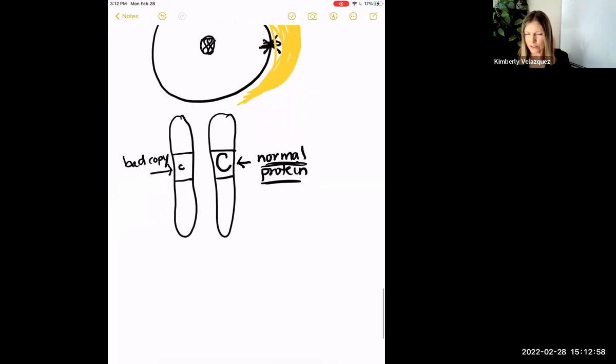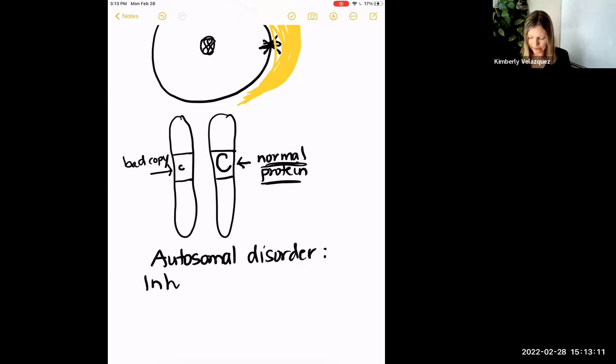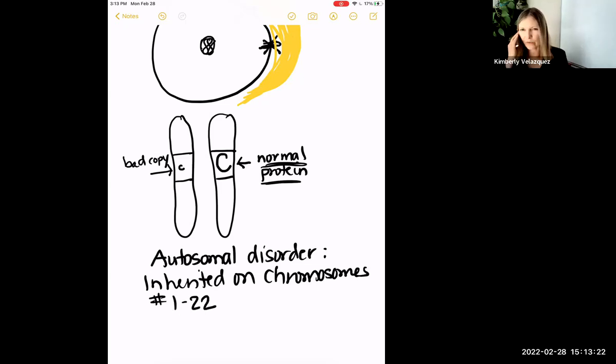It's also important to note that that only is the case if it is autosomal. So it has to be an autosomal disorder, meaning it's inherited on chromosomes number 1 through 22, not on the 23rd pair of chromosomes.